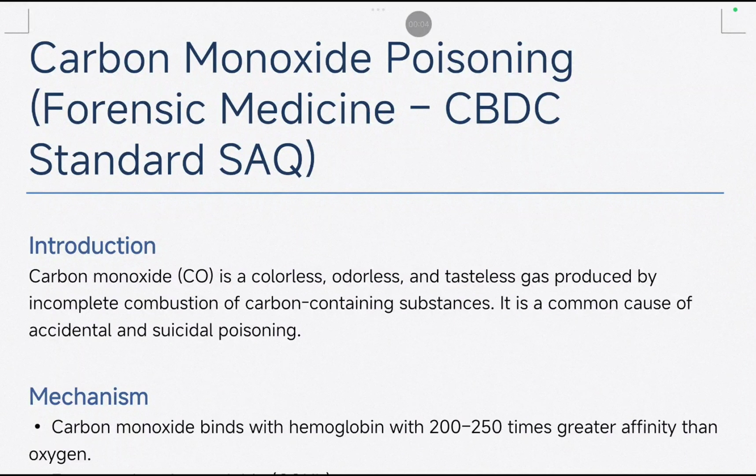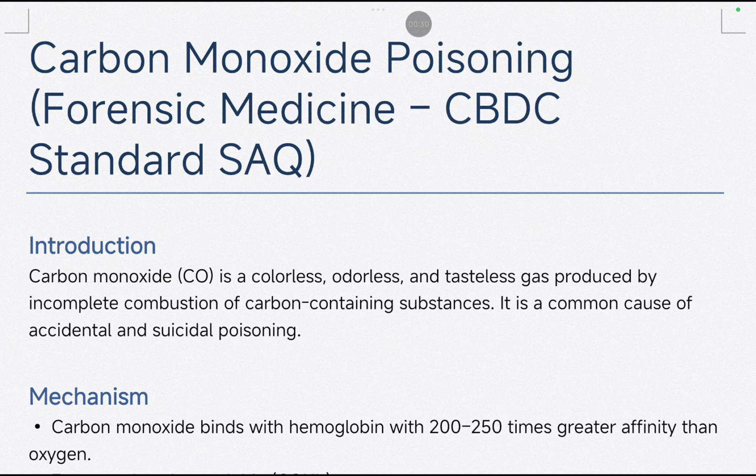One of the important SAQs which is frequently asked is on carbon monoxide poisoning. It is highly probable that one of the two poisonings would be asked in your examination. Either it would be organophosphorus poisoning or it can be carbon monoxide poisoning. These are very examiner favorite because they are not that difficult and they cover all the aspects. So let us see. Always write an introduction.